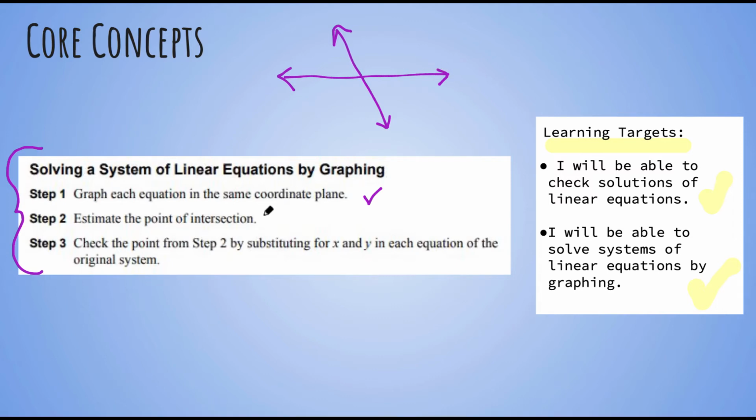Our second step, we're going to estimate the point of intersection. So where do the lines cross? And so we're going to identify what is the x and what is the y for the ordered pair of the point of intersection. And then lastly, we're going to check this point of intersection by substituting x and y in each equation of the original system. So let's take a look at an example.